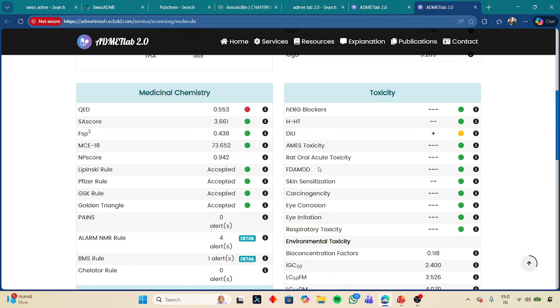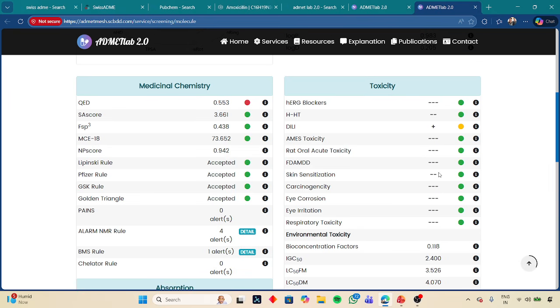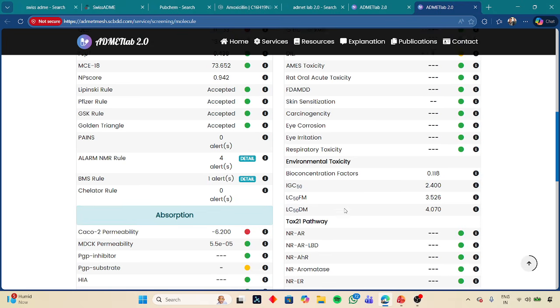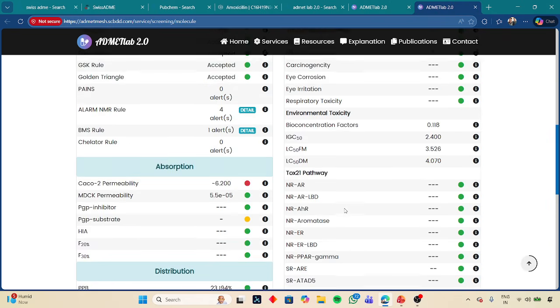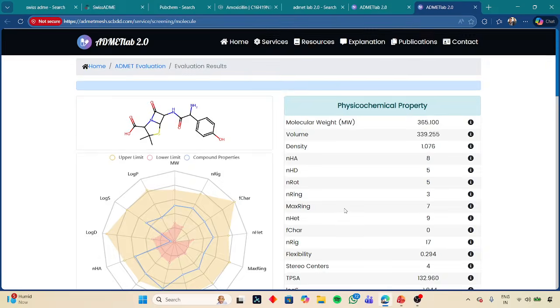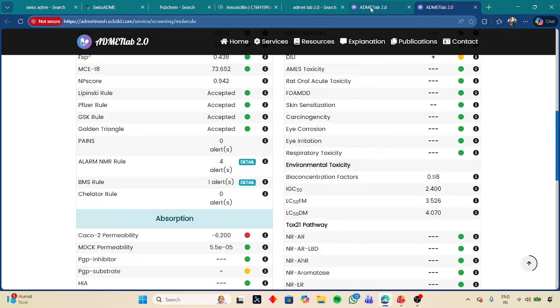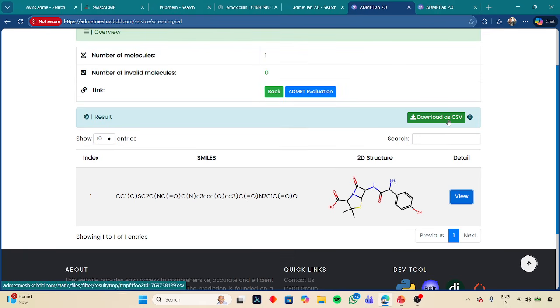Acute oral toxicity. It doesn't have any oral toxicity. Then the skin sensitization. It also doesn't have any skin sensitization property. It does not have any carcinogenic activity. It does not have any eye corrosion activity. It is not irritant to eye, respiratory toxicity. So you can go through all these things. If you want to download this one, here there is no option of download in the CSV format, but here it is. So you can download it in CSV format for Excel.